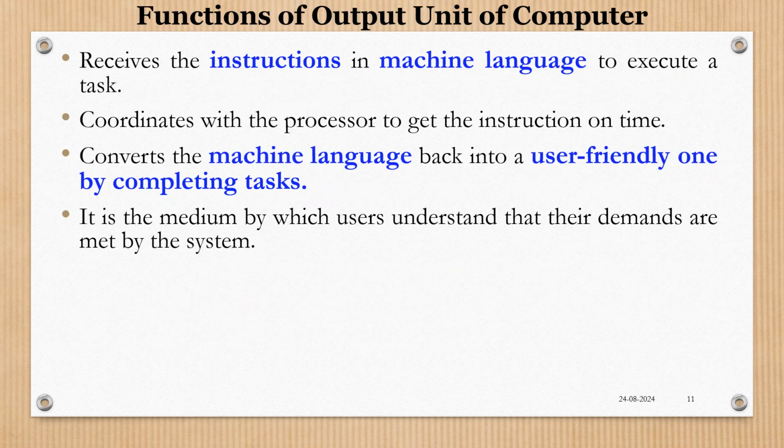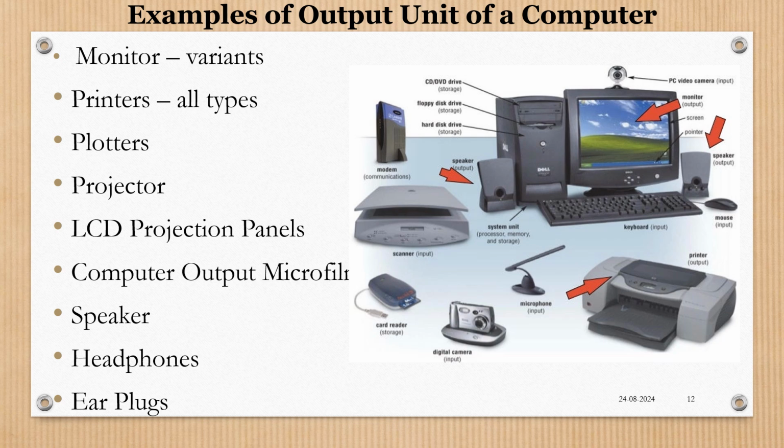The basic functionality of the output unit is: it receives the instructions in machine language to execute the task, and it coordinates with the processor to get the instructions on time, and converts the machine language into user friendly language so the end user can easily understand the output. It is the medium between the user and the system to fetch the results. There are different types of output units you can see in a computer, like the monitor.